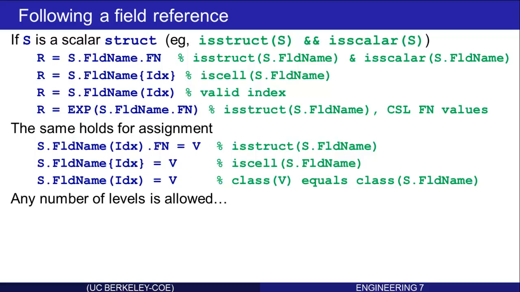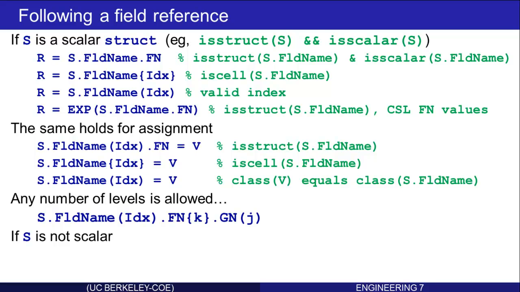Any number of levels of this referencing is allowed. For instance, here a field reference, then an element of that. It must be a struct and another field reference, which apparently is a cell, and a contents reference. In there is another struct and a field reference, and finally an element of whatever is the value of that field. Expressions like that are fine as long as they're valid.